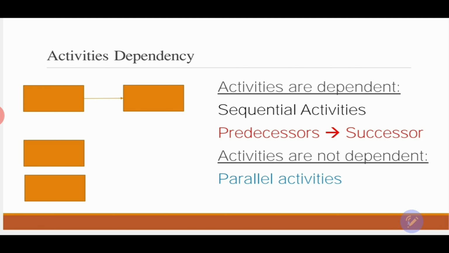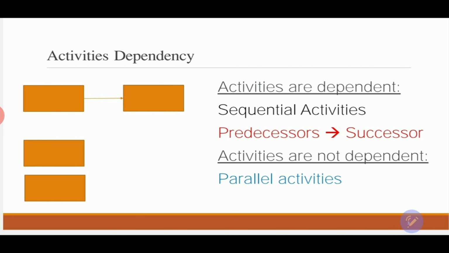Before we go further in developing the network diagram, we need to understand the following terminology, which is the activities dependency. Why? Because there are certain activities within our project that have a dependency on each other. It means that one activity will never happen unless the other activity has happened before. In this case, we have two types of dependencies. One of them is called mandatory dependency, and that's a hard logic.